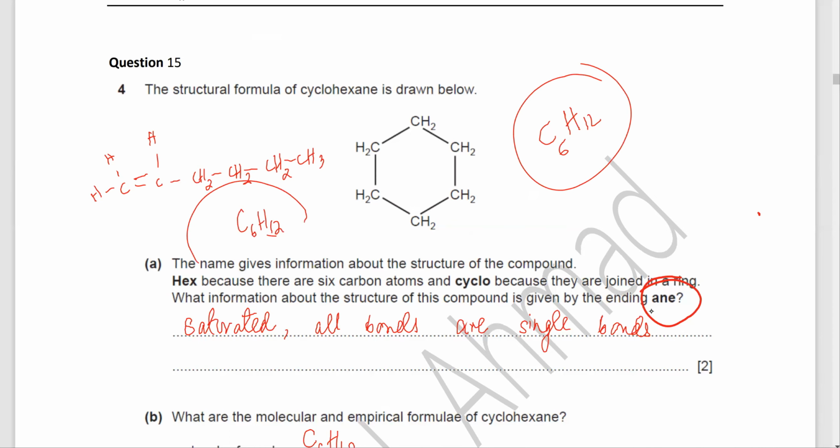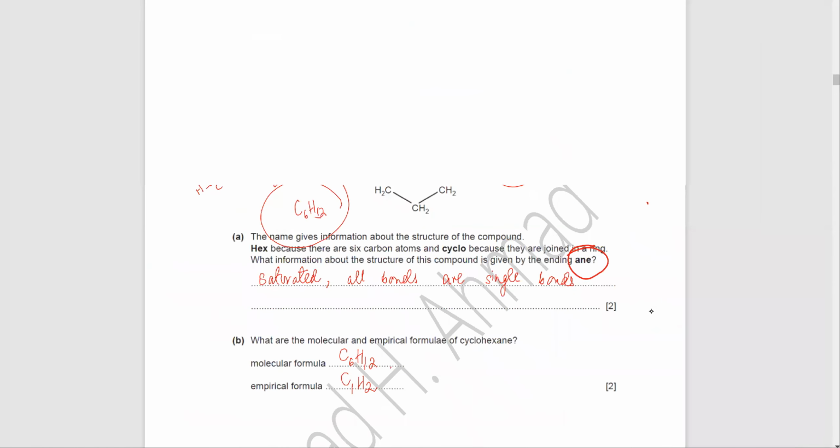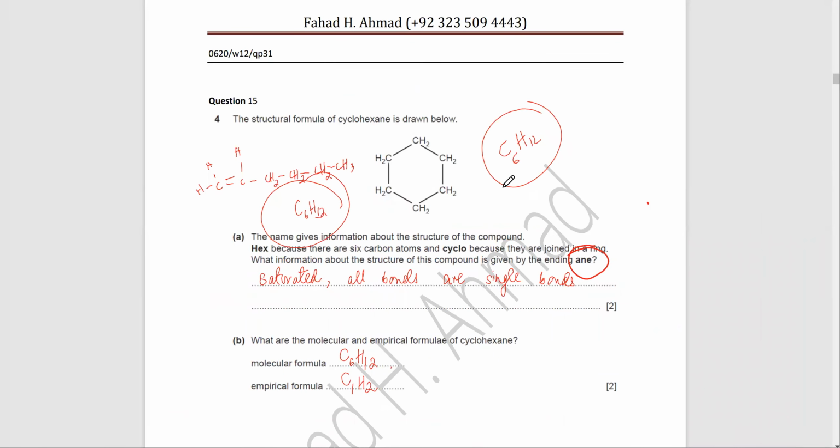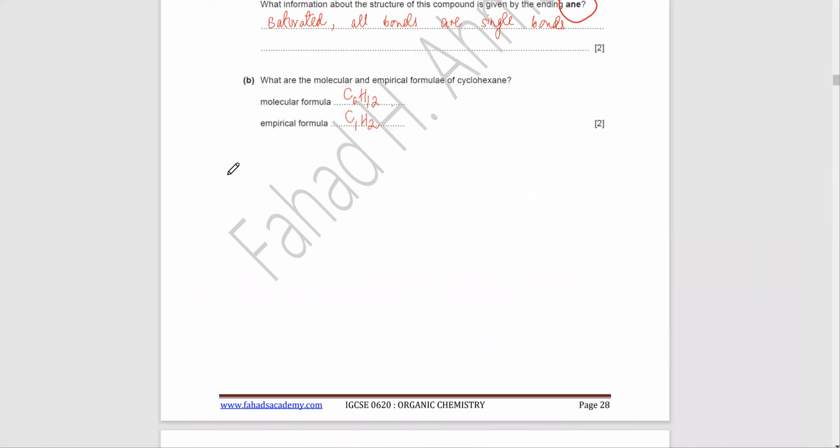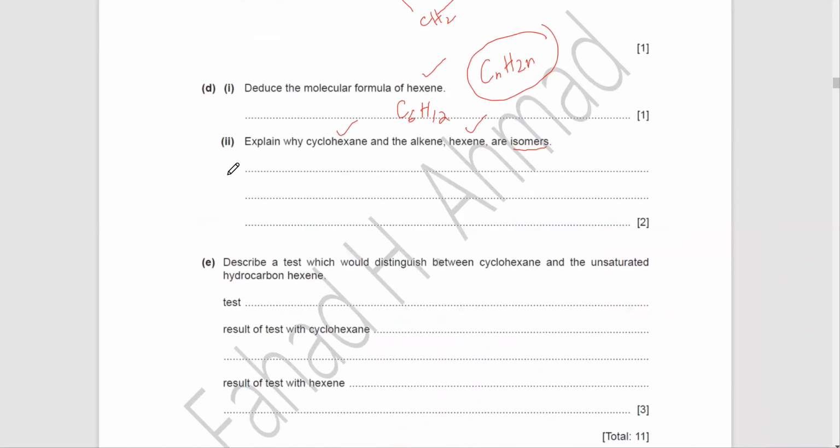So both of them have the same molecular formula, but the arrangement is different. 6 carbon atoms in a ring structure. This one is an alkane, no double bonds. This one is an alkene, it has a double bond. So why are they isomers? Because they have the same molecular formula and different structural formulas.